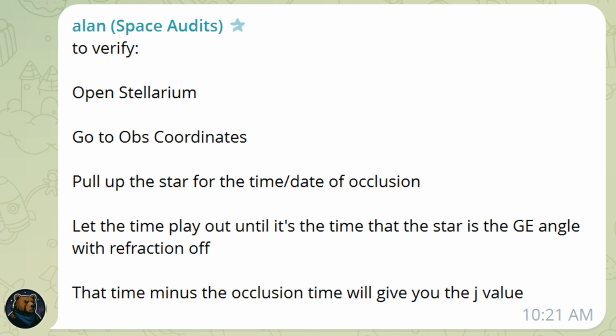All right, so then, as Alan says here, you go into Stellarium, move the Stellarium observer to where the observer actually was, pull up the star from the date and time of the occlusion, and here is the key bit. Let the time play out in Stellarium until the star appears at the globe Earth angle with refraction off. And that time, minus the occlusion time, will give you the J value.